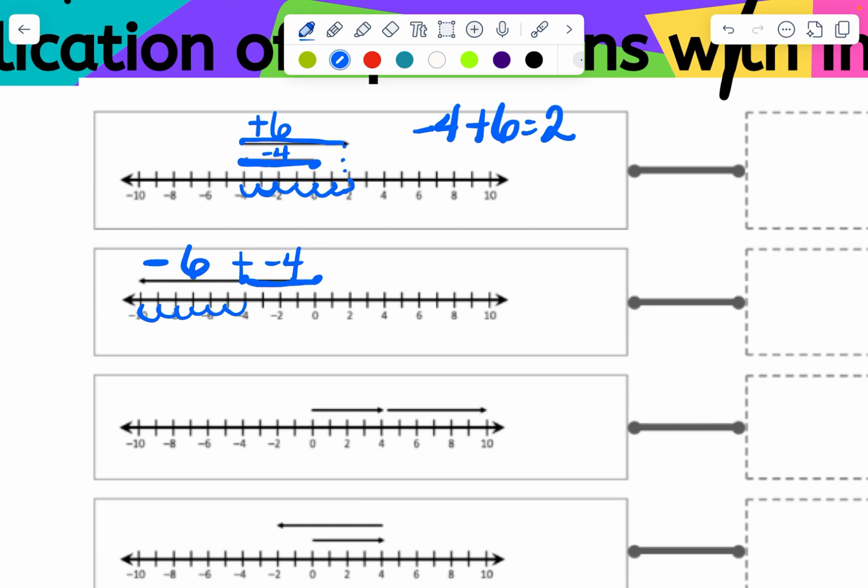And that's going to be -10. That can be written -6 plus a -4 equals -10. Or it can be written -4 plus a -6 equals a -10.